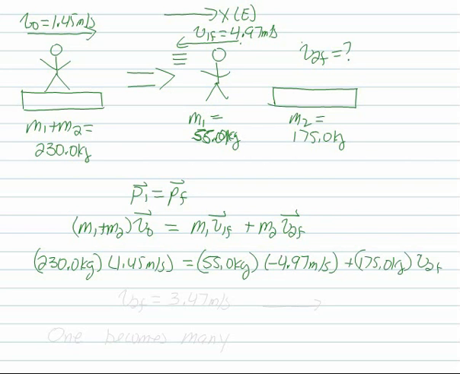Well, we can solve this for V2 final. And when we do, we end up with 3.47 meters per second. So what this tells me, because I got positive, is that the raft is moving eastward. This is what it tells me at 3.47 meters per second. That's the direction of the raft. So, what do we know about recoil? In recoil problems, the way to think about it, one becomes many. One object to start becomes many at the end.